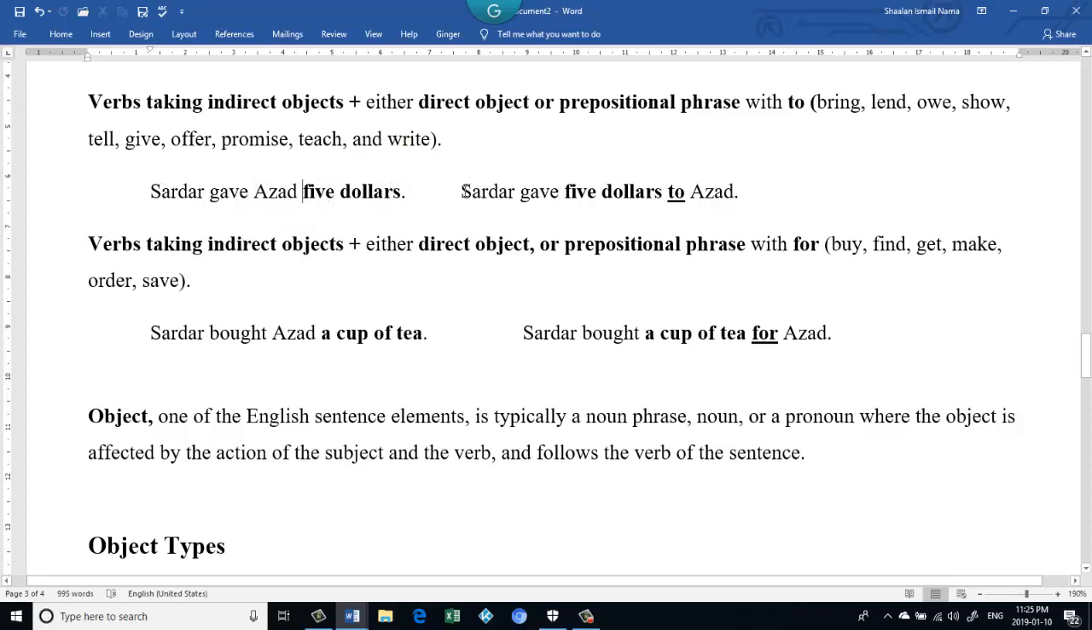Or sometimes you could have it like this. Then either a direct object or a prepositional phrase with to. For example, you could say Sardar, subject, gave is the verb or the main verb. $5 is the indirect object to the subject Sardar.